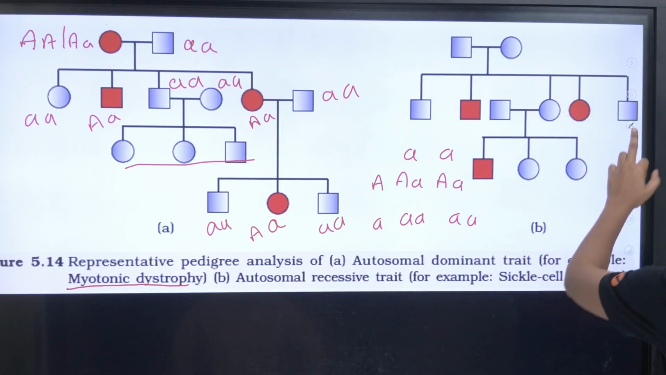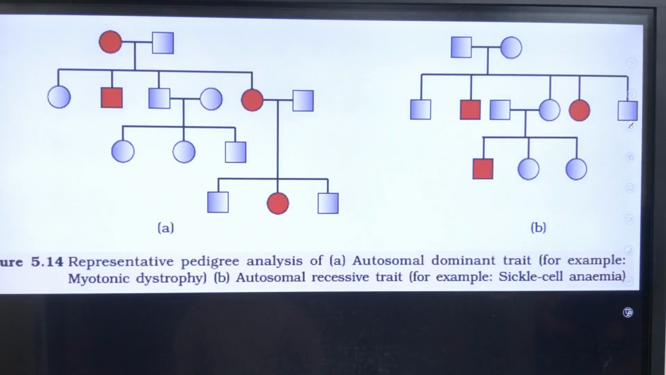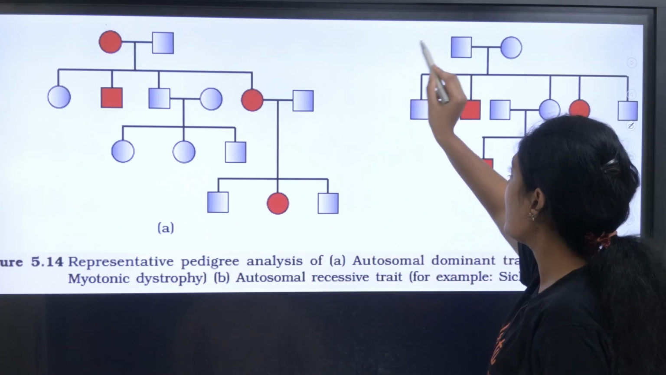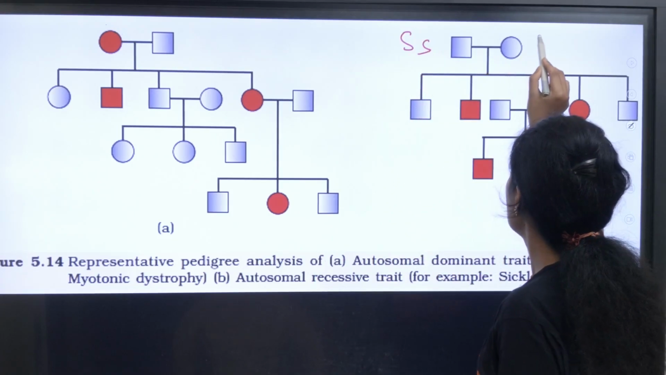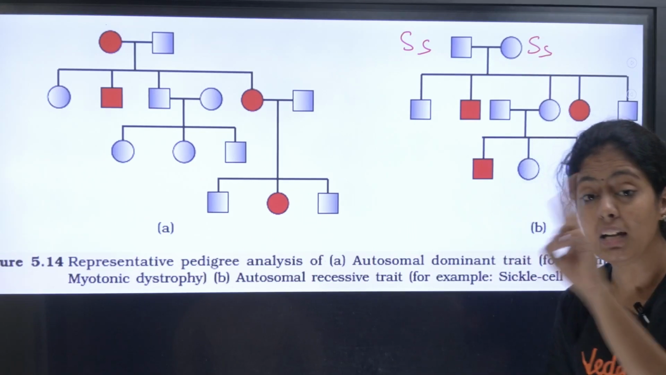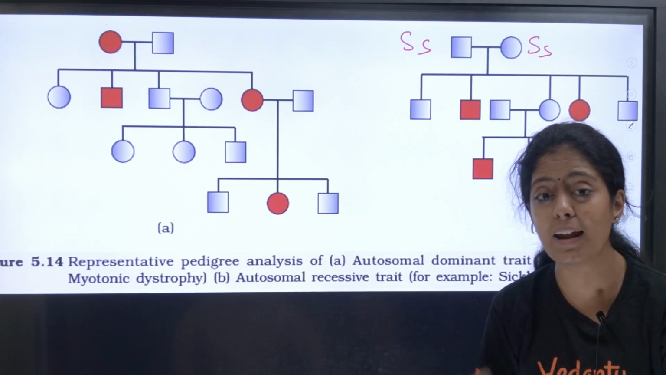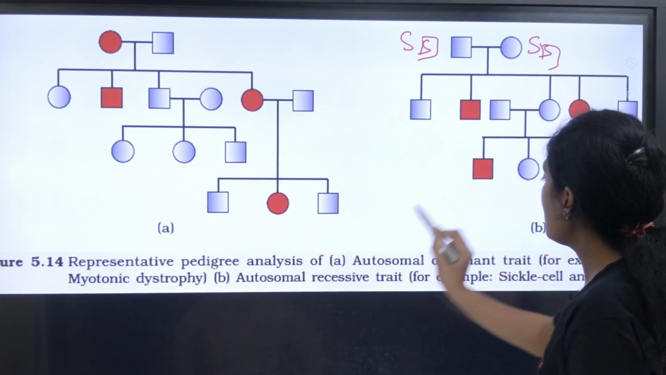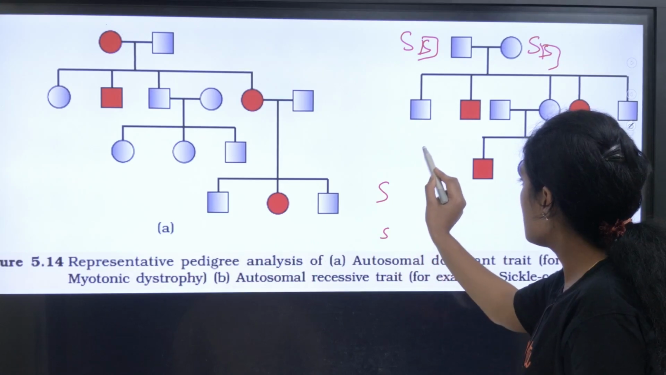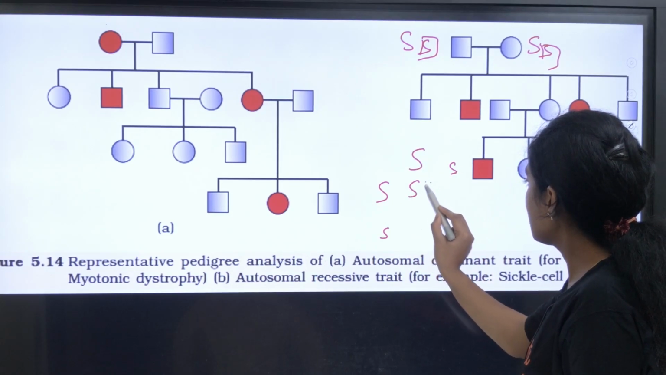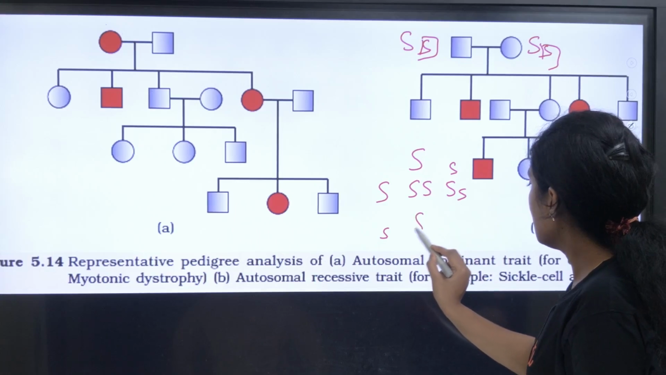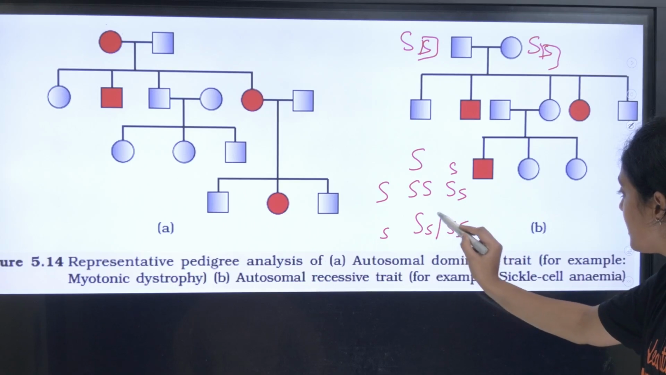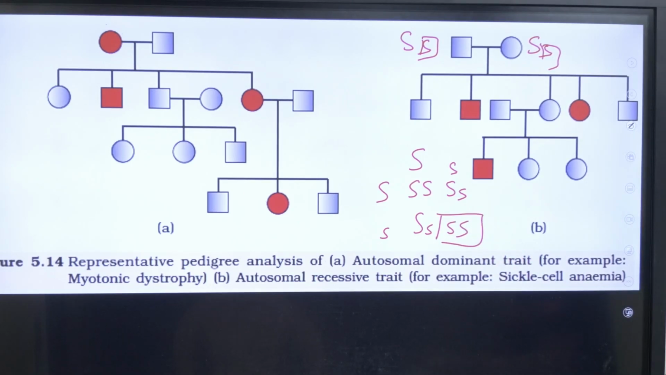Now let's similarly understand autosomal recessive trait. We will take sickle cell anemia. We will take Ss, Ss. Both have to be carriers. Though they are not affected, they carry this recessive allele. What will happen? SS, Ss, Ss, ss. What do you see here? You can see 25% of the progeny is actually affected.